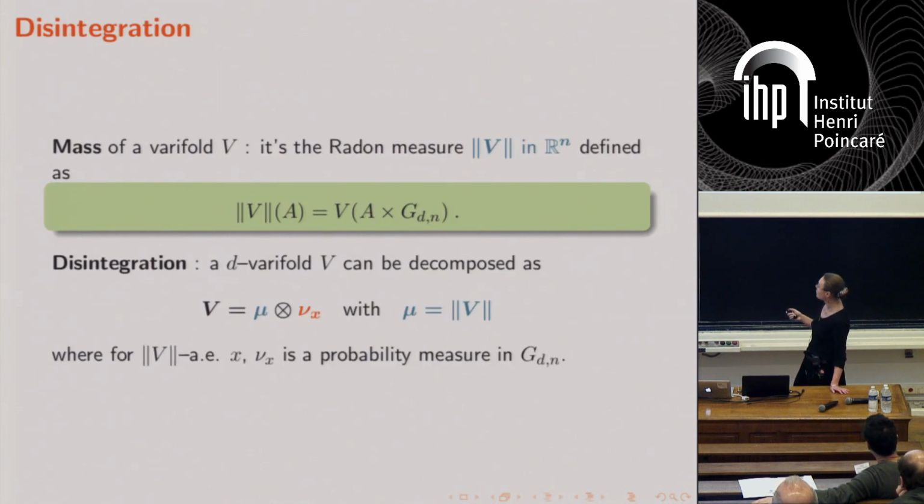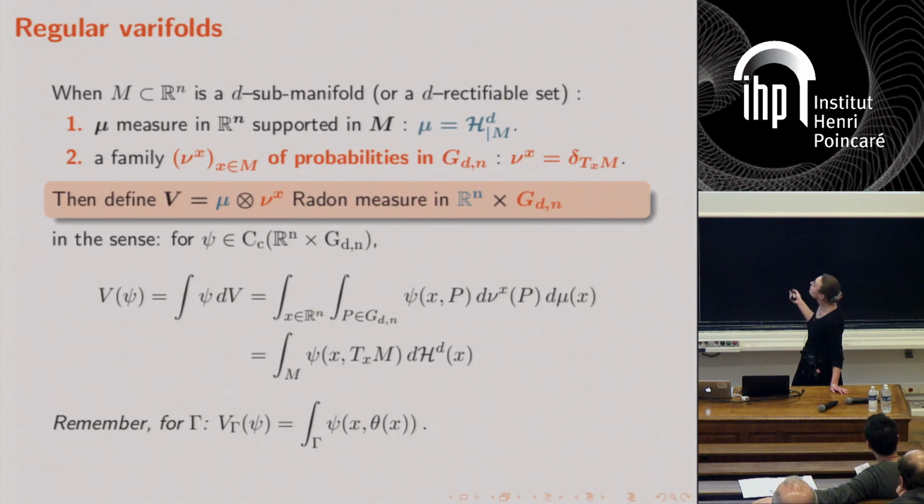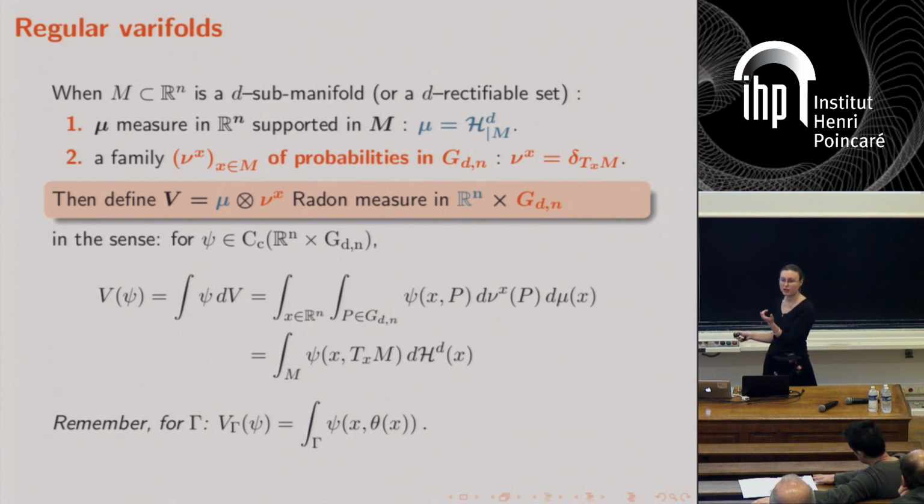So it's possible to define a varifold structure associated to any submanifold, and also, if you like, rectifiable sets with corners, with edges. The idea being that even though you don't have a tangent plane defined when you have a corner, this set where the tangent space is not defined will be of null measure, and it's still possible to work with such sets.